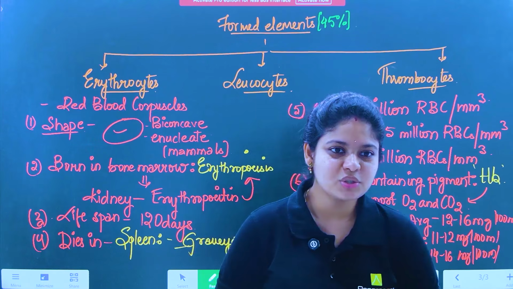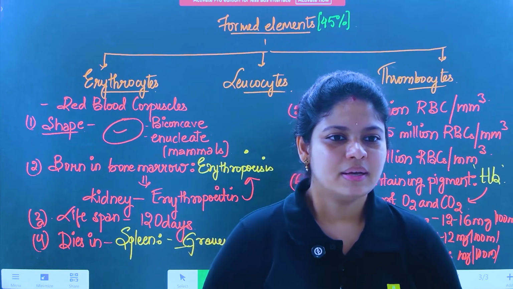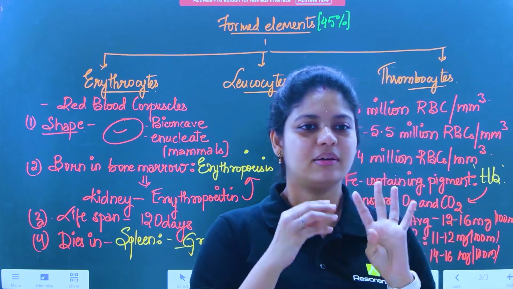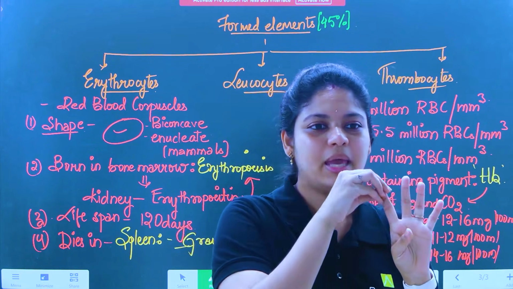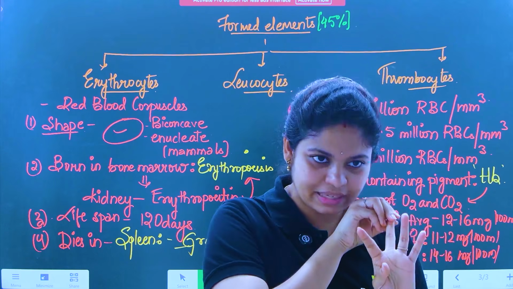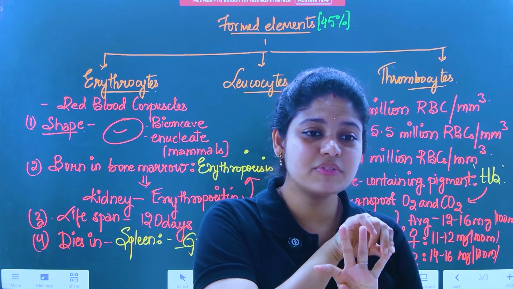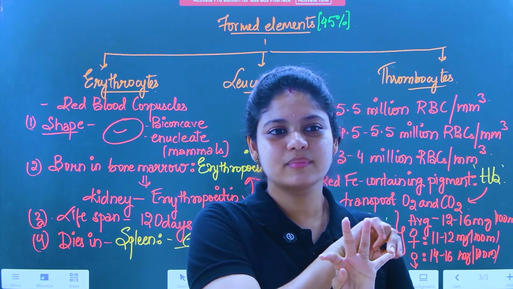Last tissue, can you repeat once? Last, I'll tell again the 4 points, okay? 4 tissues: epithelial, connective, muscular, nervous tissue. Got it?